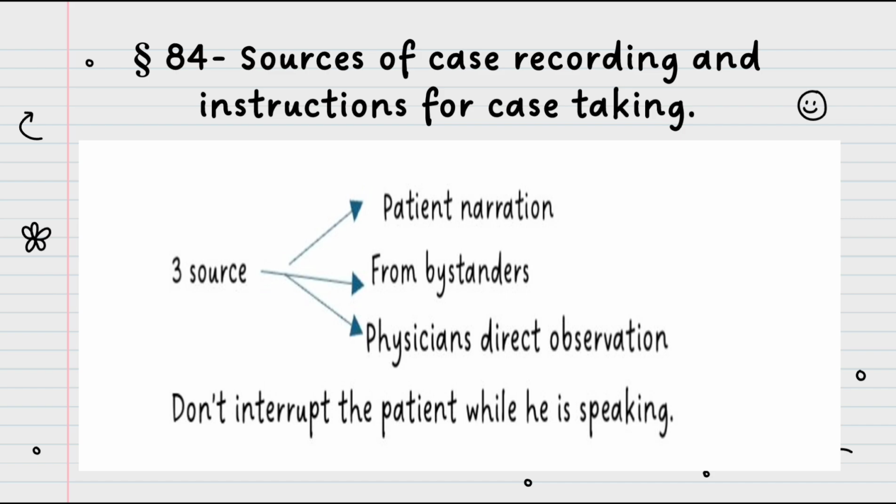Next is Aphorism 84, that is sources of case recording and instructions for case taking. So what are the sources? From where will we get the source of the case? The first is patient narration. The patient should narrate his symptoms, then we will get symptoms from the bystanders, and we will get the signs from the physician by direct observation. So these are the 3 sources that help us to record a case.